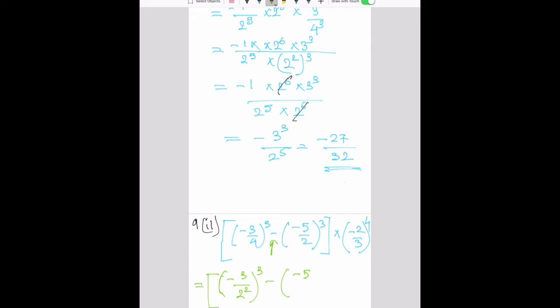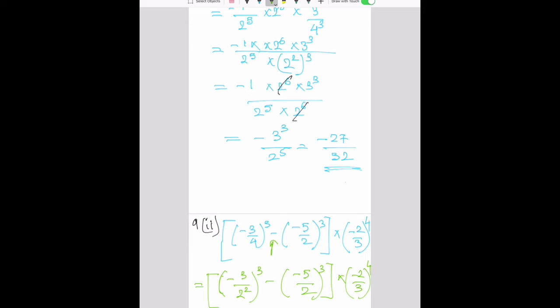Minus 5 by 2 to the power 3, when you multiply, minus 2 by 3 to the power 4. Great. There are many ways of doing it. We just do one of the ways.